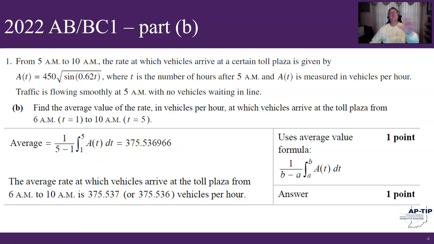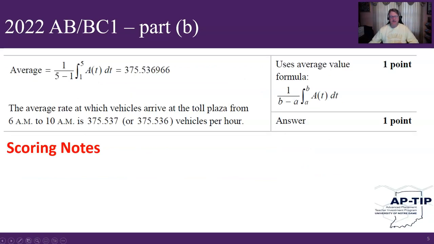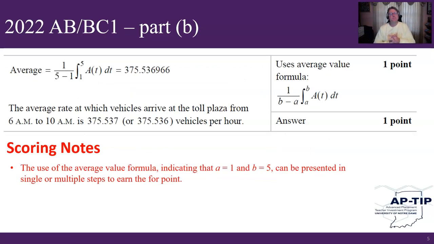Now, what about variations of what you see in that top line? Let's look at some of the scoring notes here. First of all, the use of the average value formula, indicating that A is 1 and B is 5, can be presented in a single or in a multiple step to earn that first point.